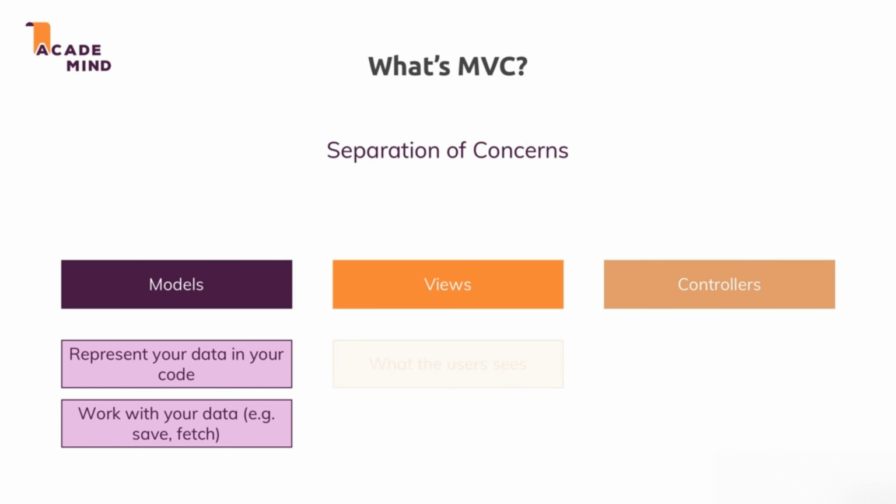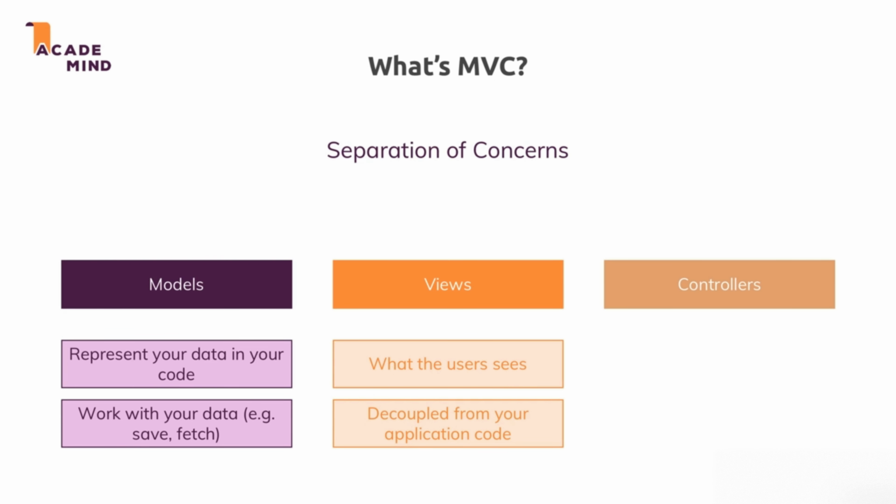The views are responsible for what the user sees in the end. They are responsible for rendering the right content in our HTML documents and sending that back to the user. So they are decoupled from your application code and are just having some light or minor integrations regarding the data we inject into our templating engine to generate these views.